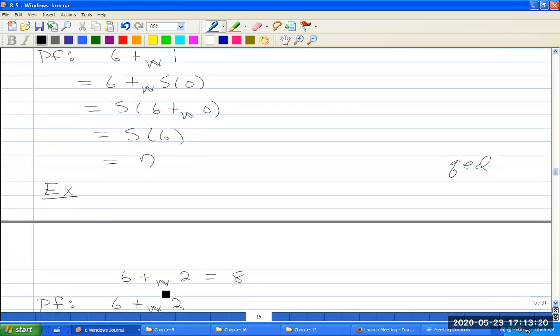Next, I want to show that 6 plus 2 is 8.